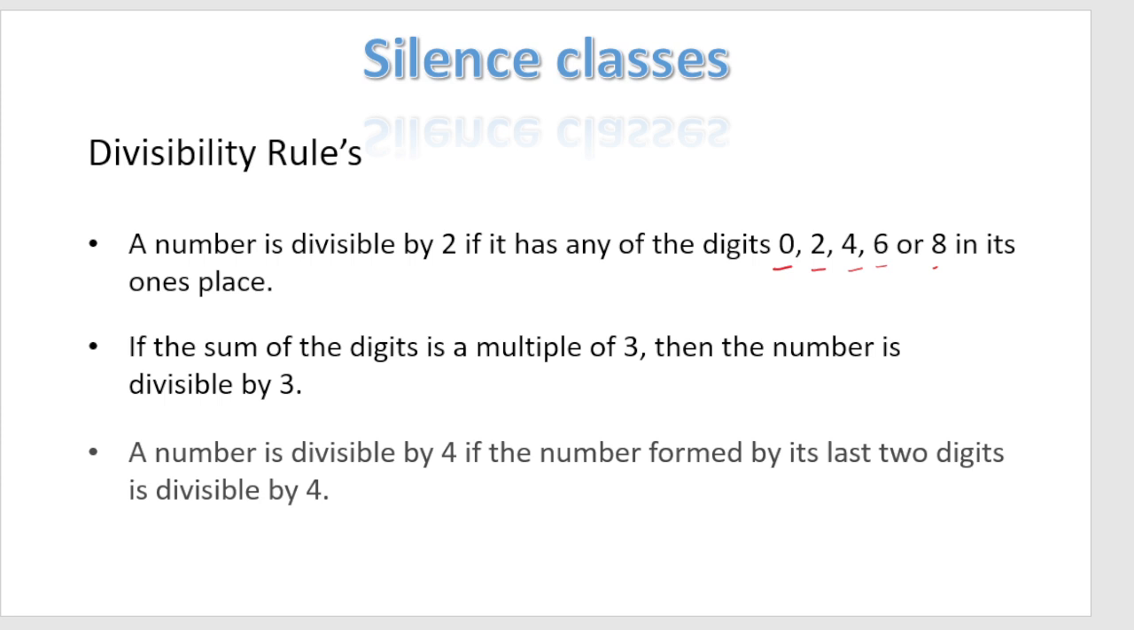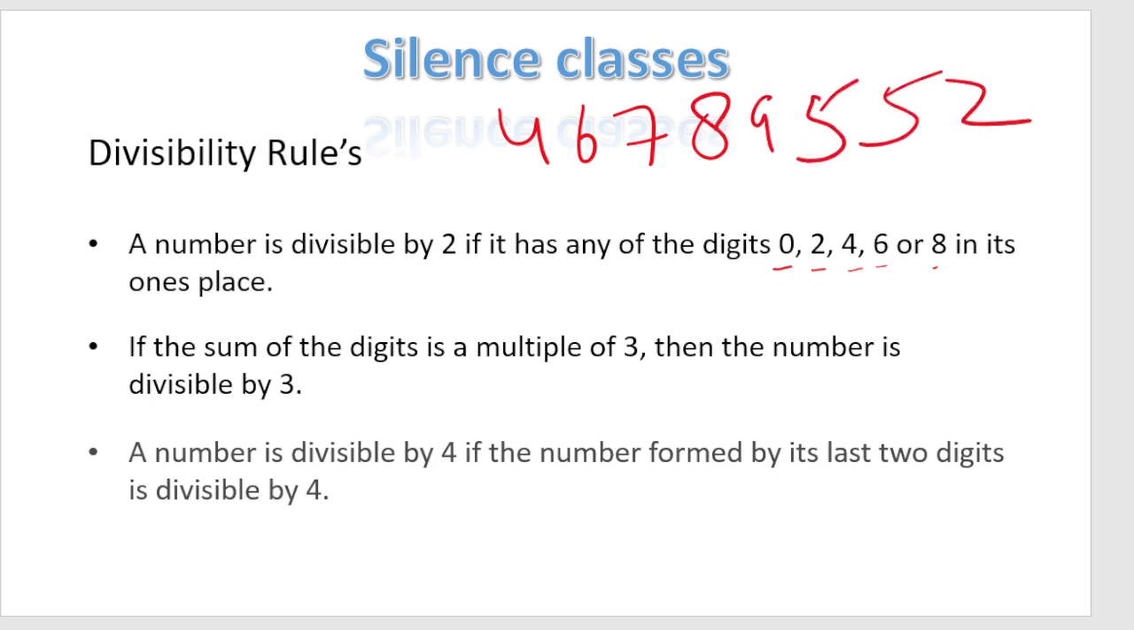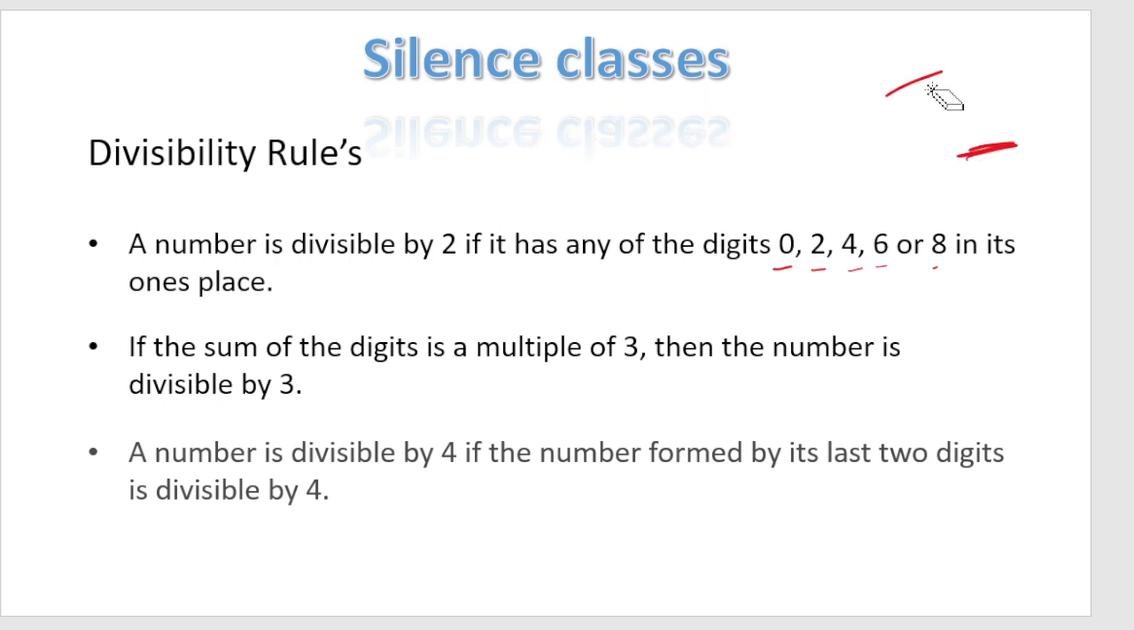Then the number is divisible by 2, like 46789552. If I ask whether this number is divisible by 2, yes, you can say this number is divisible by 2 because the last digit of this number is 2. The last digit of this number is even. If the last digit is divisible by 2, then the number is divisible by 2. I hope you guys understood.